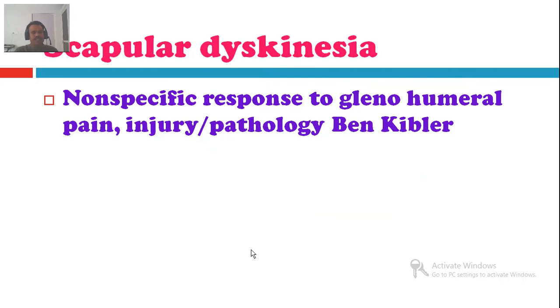A scapular dyskinesia, a non-specific response to glenohumeral pain, injury, or pathology put up by Ben Kibler. Ben Kibler thought that sometimes there's a scapular dyskinesia. That means scapula doesn't move the way it should move. So initially we can start thinking about training with the manual assistance, and slowly once the patient learns how to control this dyskinesia, we can involve a little more active efforts from the patient for the shoulder treatment.